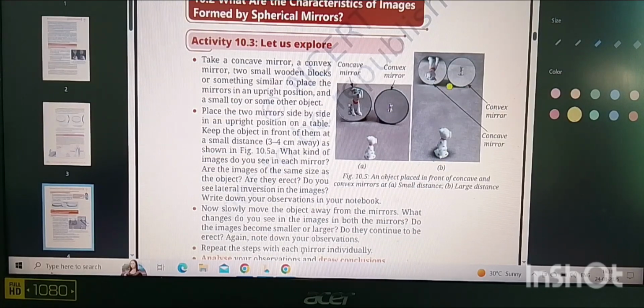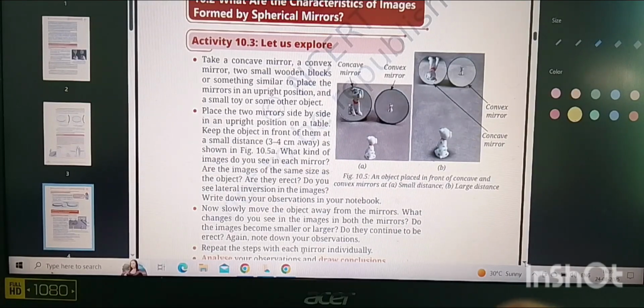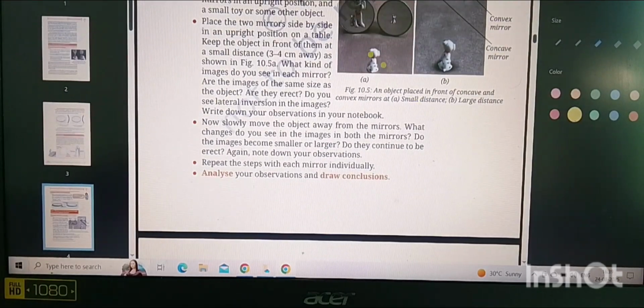In the second image, you can see that the object is placed at a farther distance. Here, in the first case, the concave mirror, you get an inverted image. This is actually inverted, right? The dog is upside down. And in the case of the convex mirror, it is diminished, but it is erect. So we can learn more. You have to keep this picture in your mind.